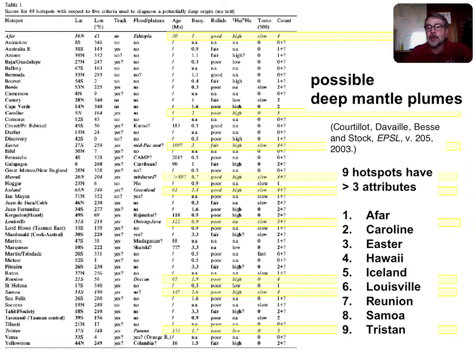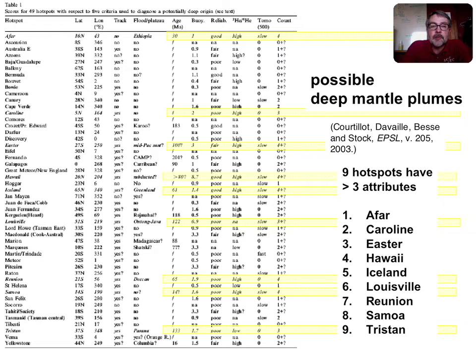Okay, so here's their table that they put together, a list of 49 potential hotspots with their attributes, and it's really a nice compilation. And I went through and I said, how many of these things have more than three of those attributes? And the list is over there. There's about nine of them.